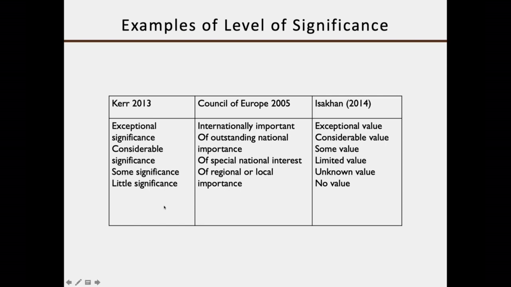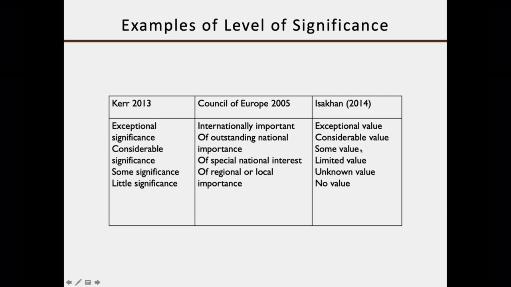The first one is the conservation plan published by the National Trust of Australia, where they identified the level of significance based on exceptional significance, considerable significance, some, and little. And the second one is from the Council of Europe, and the levels are internationally important, of outstanding national importance, of special national interest, of regional or local importance. So the emphasis is on whether the significance of a place is at international level, national, or regional or local.